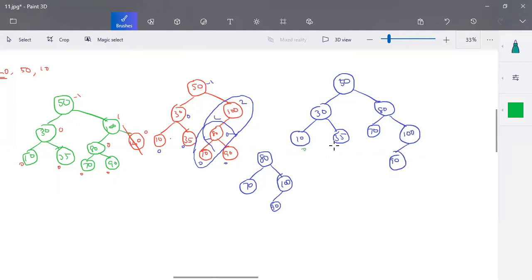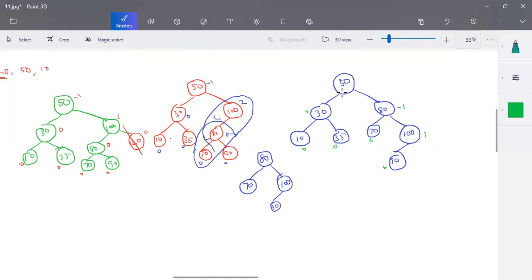For all the leaf nodes, it's 0, 0, 0, 0. And for 100, height of left subtree is 1, no right subtree, so it is 1. For 80, height of left subtree is 1, height of right subtree is 1 plus 1, which is 2. So it is 1 minus 2, which is minus 1. And for 30, it is 1 minus 1.